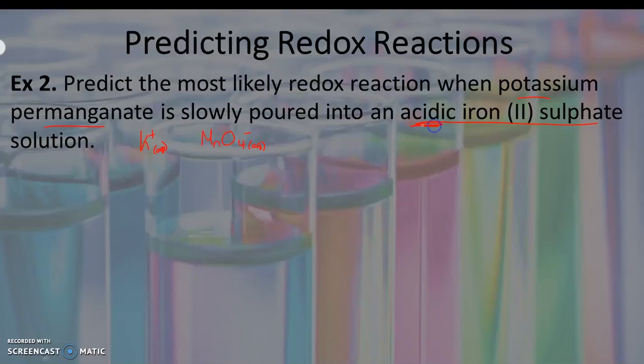So acidic means I'm going to have hydrogen ions. I have to include that as part of my possible reactants. Iron, which is Fe2+, aqueous, and sulfate, SO4, 2 negative, aqueous. And as always, we have to include water as one of our possible reactants.